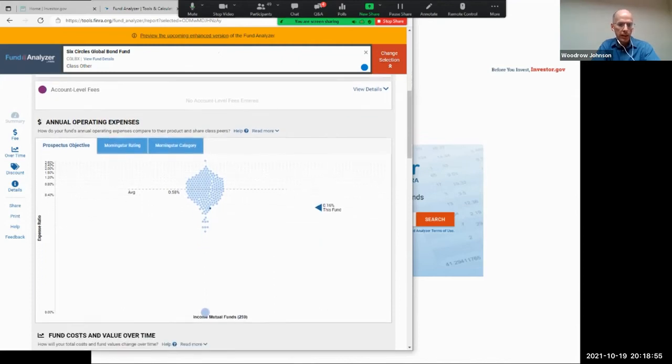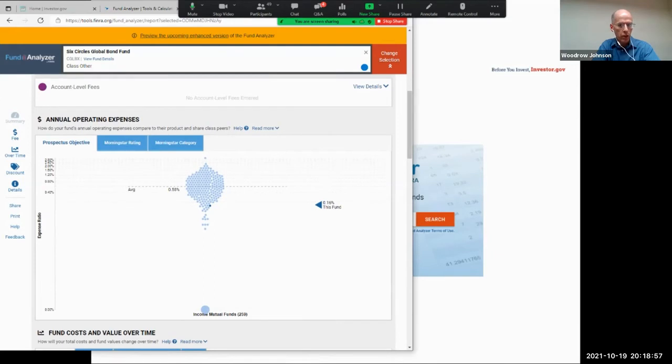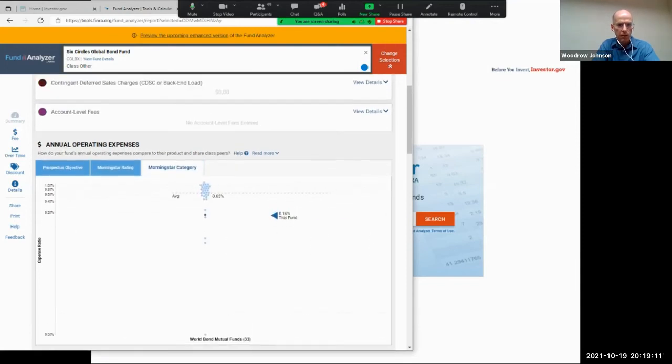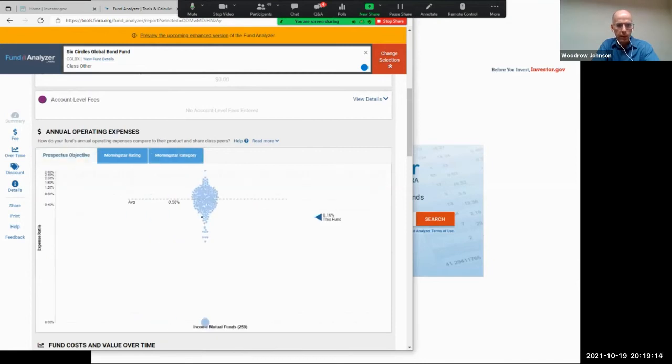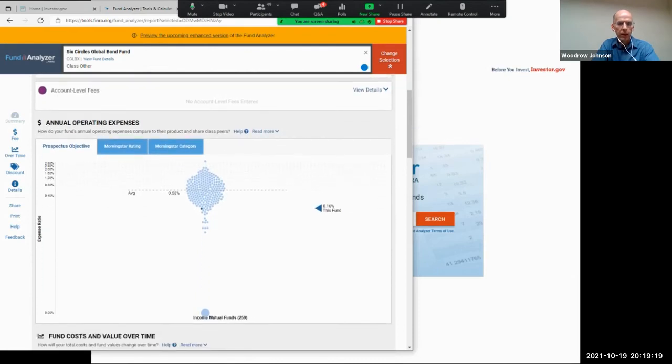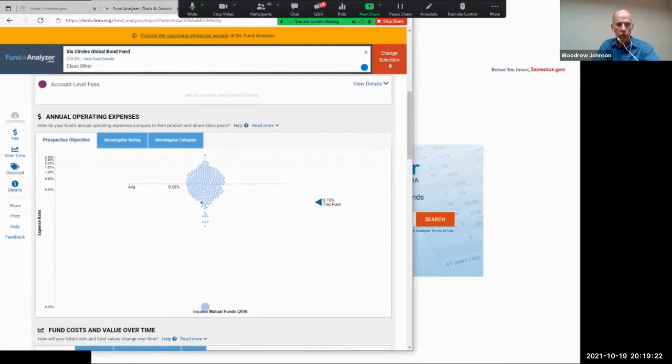This to me is a fun page because this shows me the expense ratio for my fund and how it compares with other funds, based on the prospectus objective, or based on Morningstar ratings or categories, and how my fund fits in. But based on my objective, which is, what fund is this? This must be a bond fund of some kind. This fund has lower than average expense ratios. So the expense ratio here, the cost to own this fund, is 0.16%, whereas for this category, this class of funds, typically it's higher, like 0.58% to own that fund.